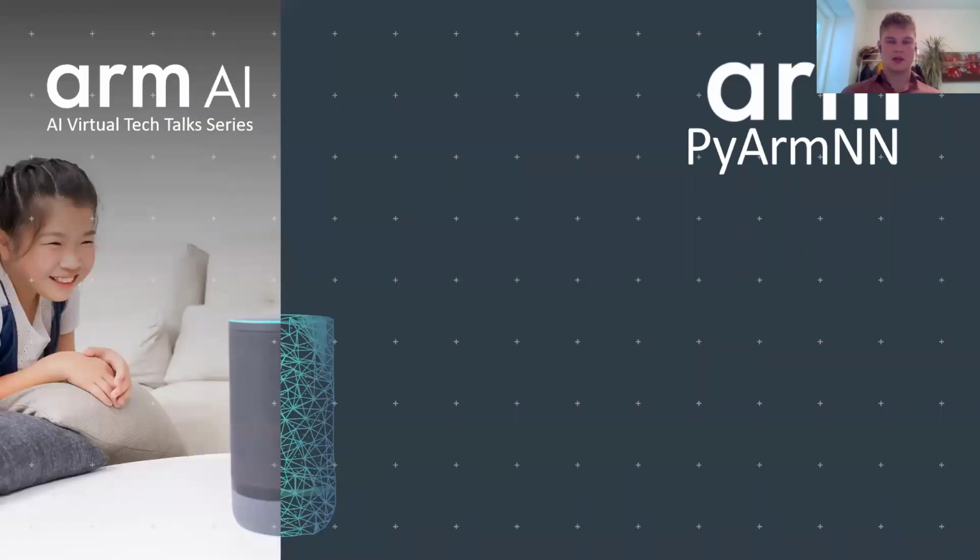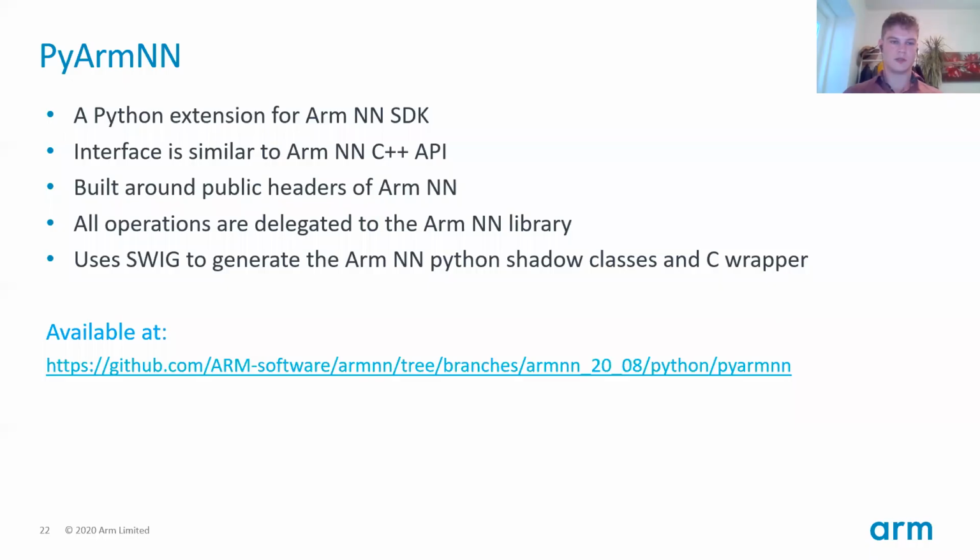So PyArmNN is our Python interface that we recently released, and it's a way for Python developers to get familiar with ARM-NN who may not be as familiar with C++. So it's a Python extension for the ARM-NN SDK, and the interface is very similar to the ARM-NN C++ API. It's built around the public headers of ARM-NN, and all the operations are delegated to the ARM-NN library. And it uses the SWIG open source tool to generate the ARM-NN Python shadow classes and C wrappers. And more information about PyArmNN can be seen on GitHub at the link below as well.